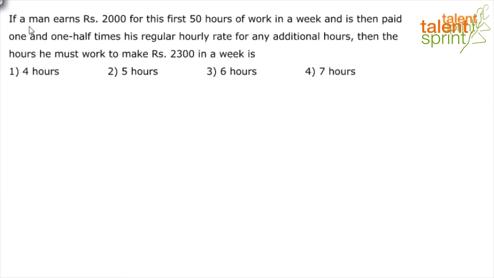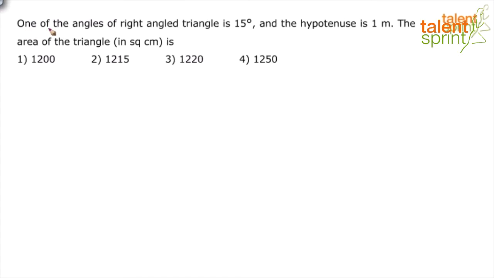All right, so let's look at this one. Here's the question. It says one of the angles of a right angle triangle is 15 degrees and the hypotenuse is 1 meter. Then the area of the triangle in square centimeter is dash. The options are 1200 square centimeters, 1215 square centimeters, 1220 square centimeters or 1250 square centimeters. So one of the angles is 15 degrees for a right angle triangle, and the hypotenuse given is 1 meter. What is the area of the triangle?